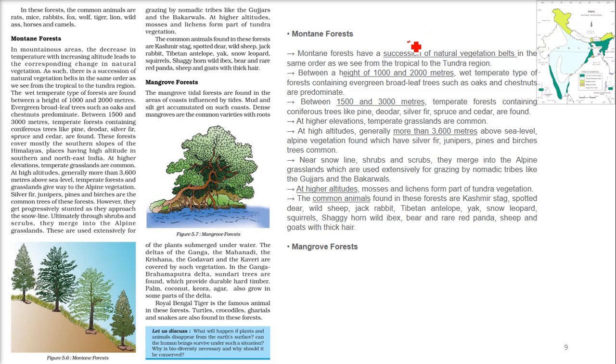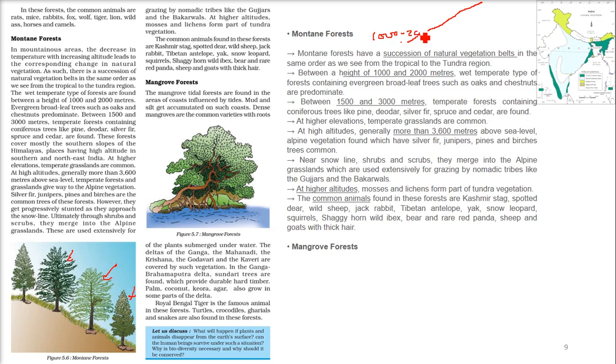So what is this succession? Succession means, depending upon the height, I am just moving up the altitude. So this is what succession means. If you see here, these are the mountain forest. So we get different types of vegetation here. When we go up the altitude, we get a different one and then a different one like this. So when we move up, the vegetation changes.